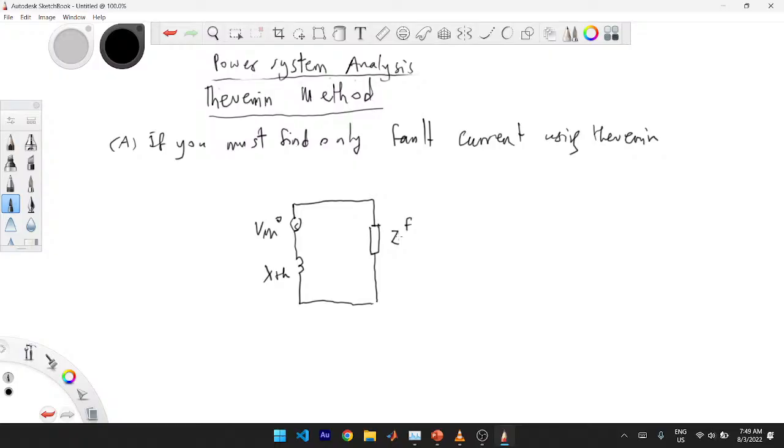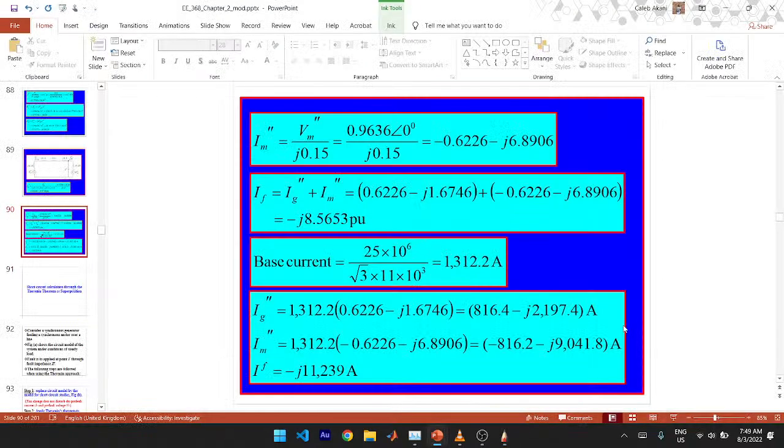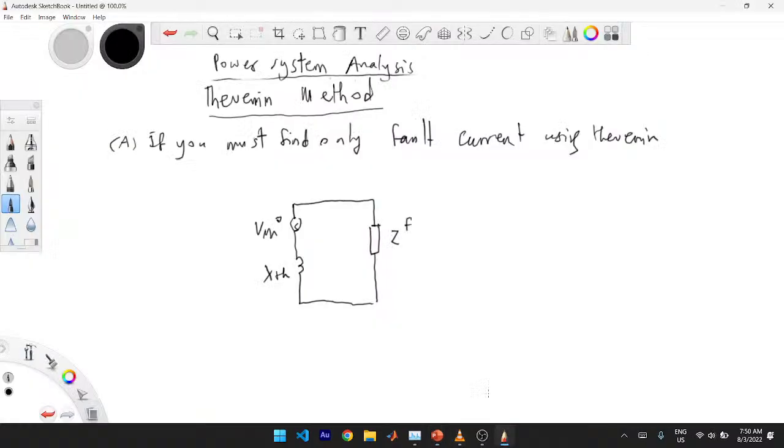All right. So let's see how we can solve that question we solved. This question we solved, we got a fault current to be this. This is the fault current, minus J11 239 amps. So let's see. So same. Find the pre-fault condition. So we got VM naught to be 0.9636.